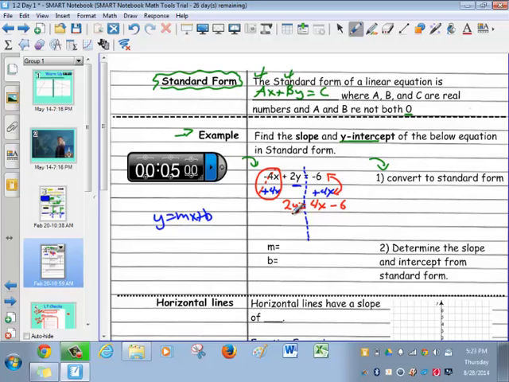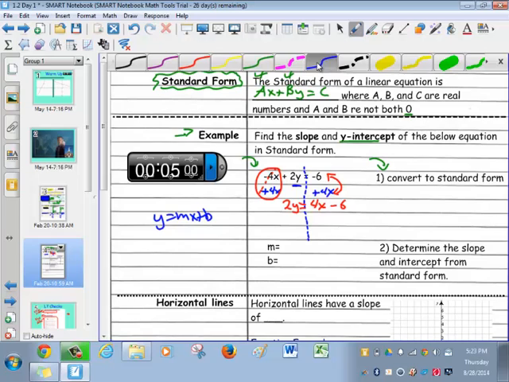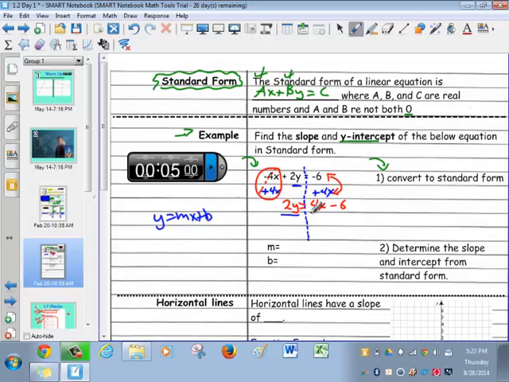Now, did we get the y by itself? Sadly, no. There's still this 2 right in front of the y. So we got to work with that. To get rid of that, we're going to divide both sides by 2. Now, you got to divide every term by 2. You can't just divide one. That's not fair. You got to do it for everybody.